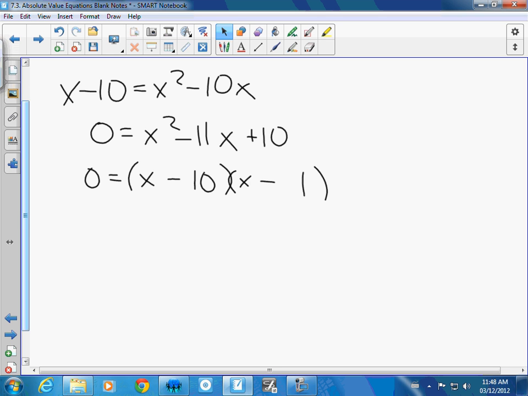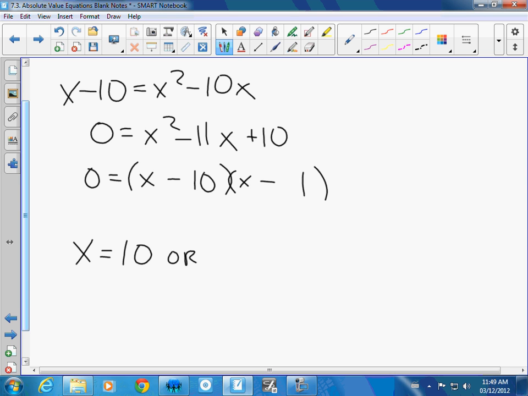What's x in this case? You make them both equal to 0. So x in this case is 10 or 1. Well, that's easy.